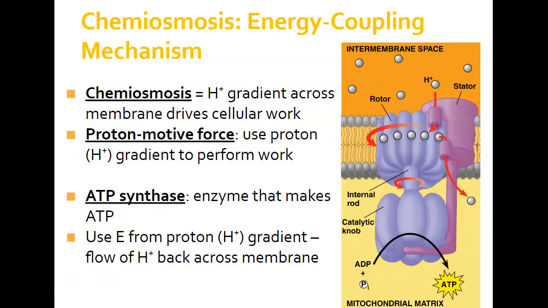Chemiosmosis is the proton gradient that drives the work. It's the same thing as proton motive force, if you ever see that. ATP synthase is the overall enzyme that is making this happen. You can see its complex structure. But it uses energy from the proton gradient flow back across the membrane.